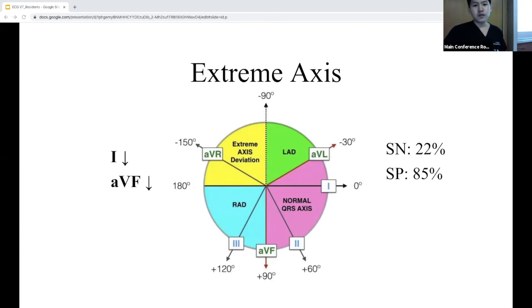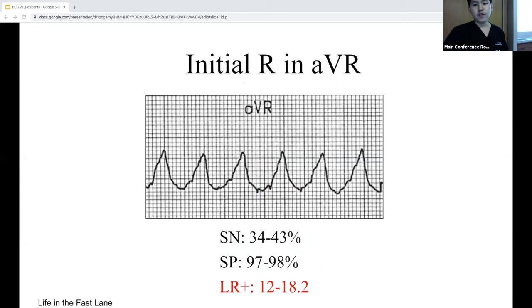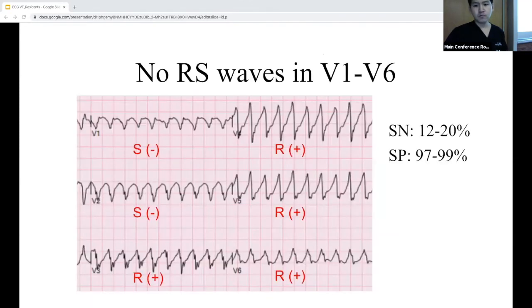One of them is extreme axis. You can look at lead 1 and aVF. If they're both down, this is actually pretty rare in supraventricular tachyarrhythmias. So if you have an EKG with extreme axis, it points to VTAC. A very specific and somewhat sensitive finding in VTAC is also a dominant initial R wave in aVR. This was proposed in 2007 in the Vereckei method, and it's been seen in subsequent studies as well, so it's held up.